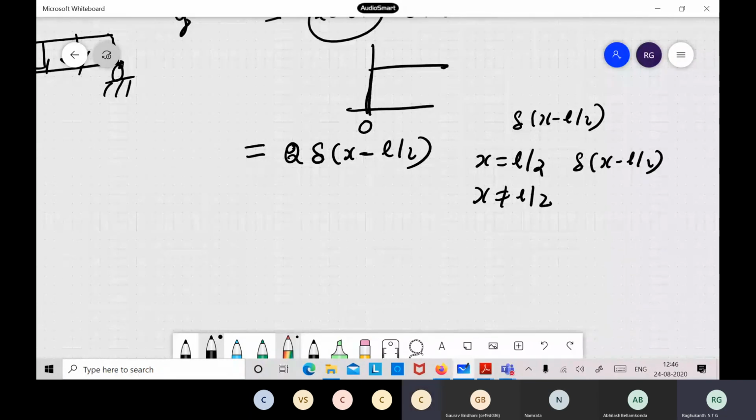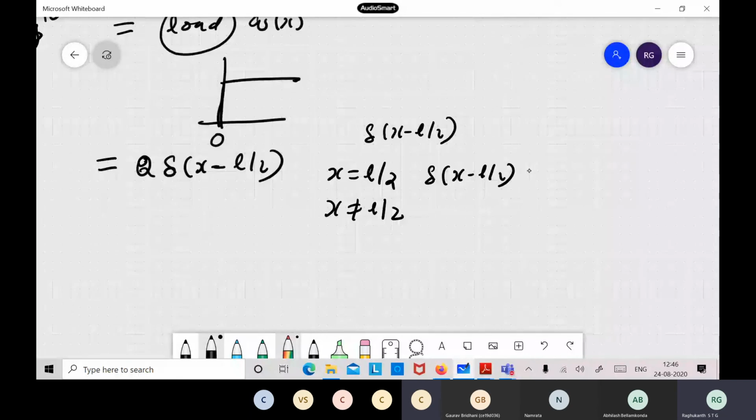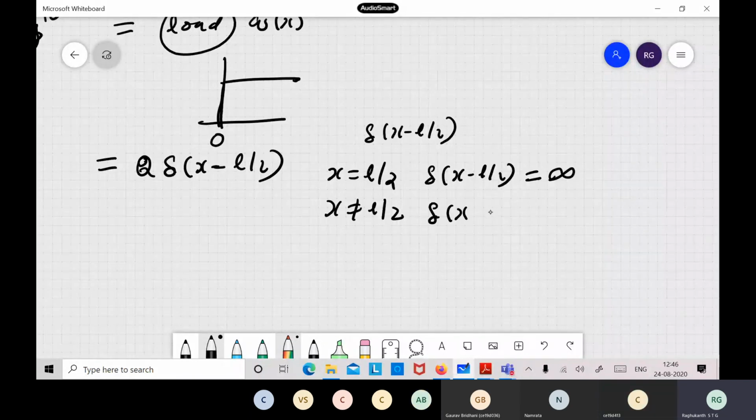What is the value of the Dirac delta function? It is infinity. You followed, right? When x is not equal to L by 2, say, what's the value? It is 0 actually. Okay.